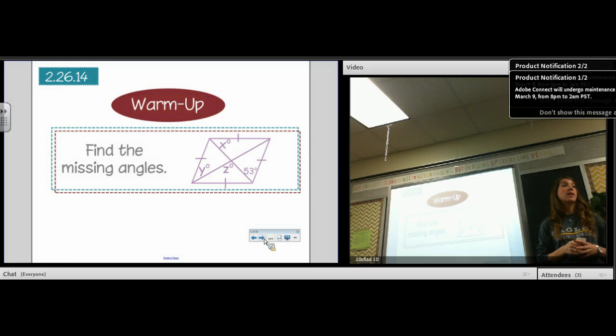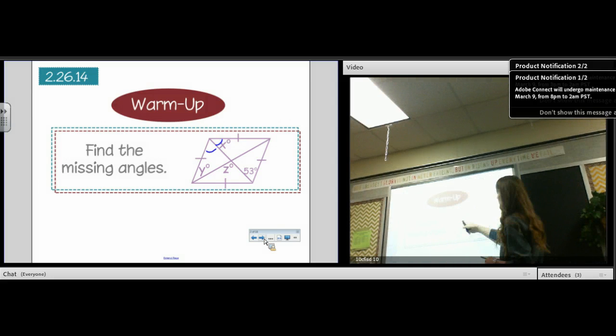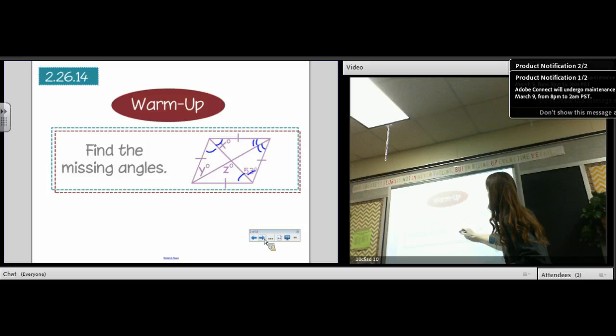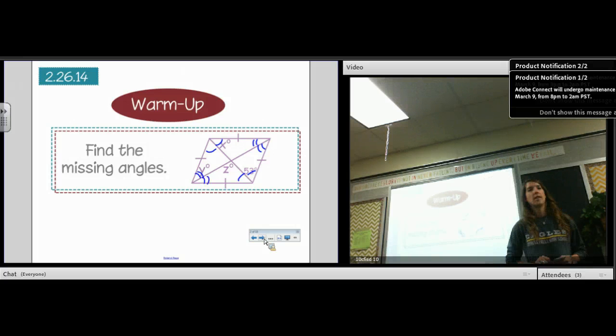Caleb, what's another property of a rhombus? Diagonals bisect the angles. Yes, very good. The diagonals bisect the angles. So arc, arc, arc, arc. Then double arc, double arc, double arc, double arc. That's what it looks like for diagonals to bisect angles.